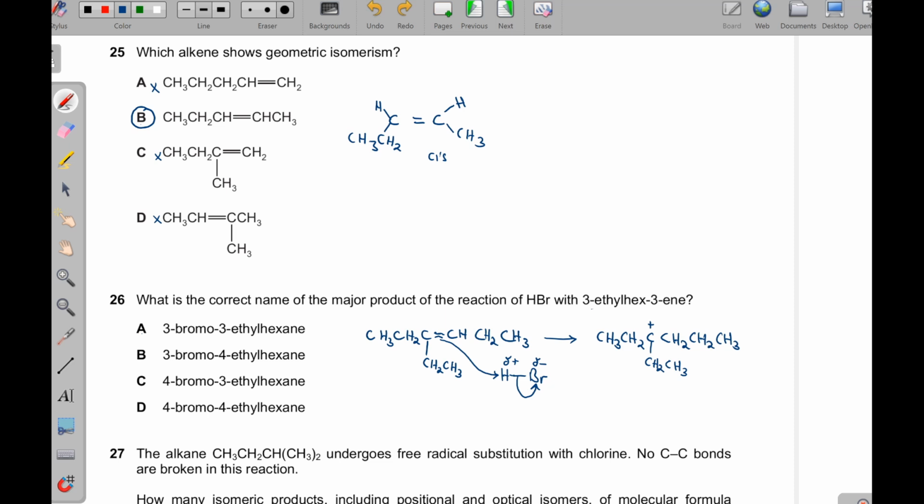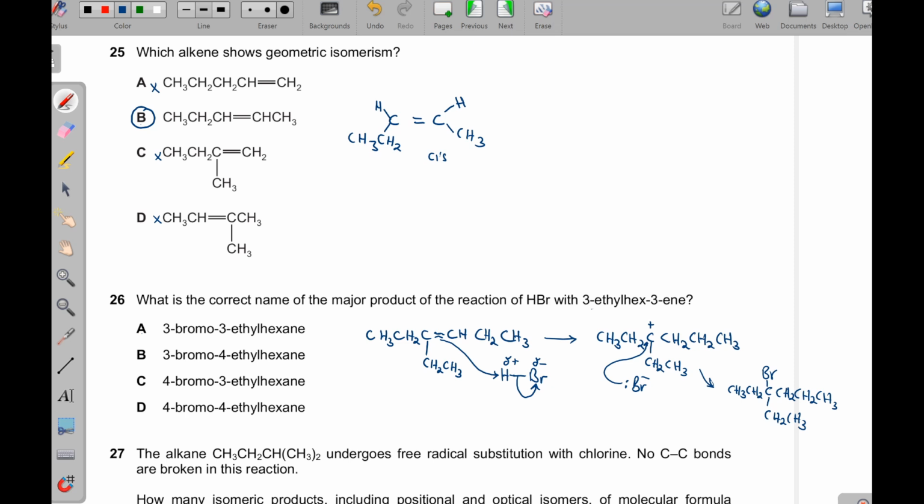Then from here, the bromine now can come in, and then it donates its lone pair of electrons to that. Then what else do you come up with? You have CH3, CH2, then C, then there is this Br, then there's a CH2, CH2, CH3, and then the ethyl group here.